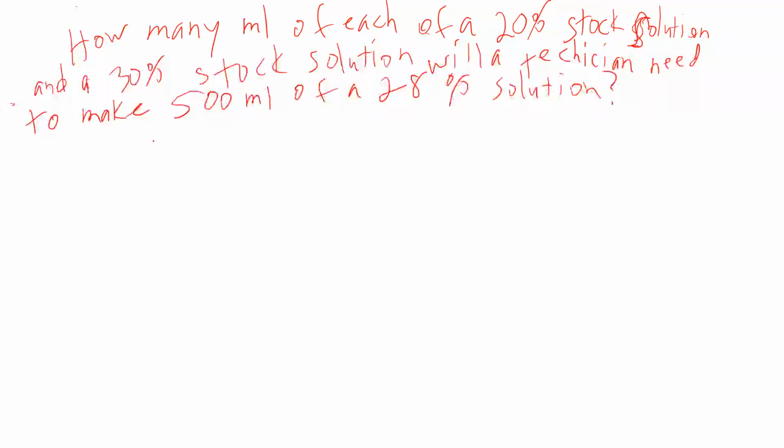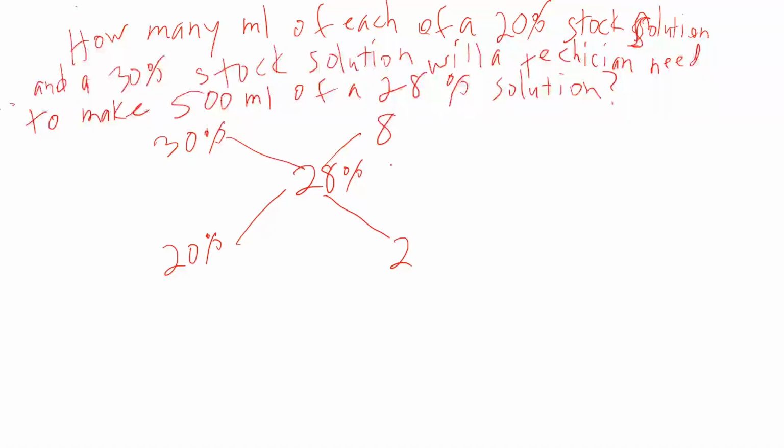So there's a 20% stock solution and a 30% stock solution. So we put the higher strength on the top, lower strength on the bottom. And then the final is 28%. Let me see. There's the difference. Then you just do the difference. 30 and 28, the difference is 2. 20 and 28, the difference is 8.